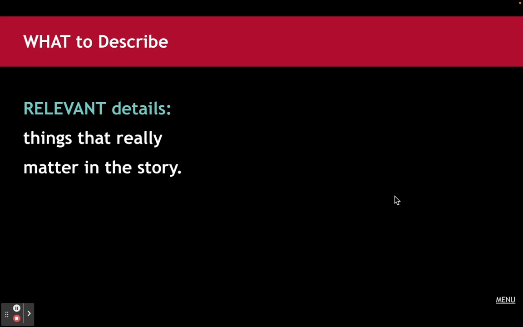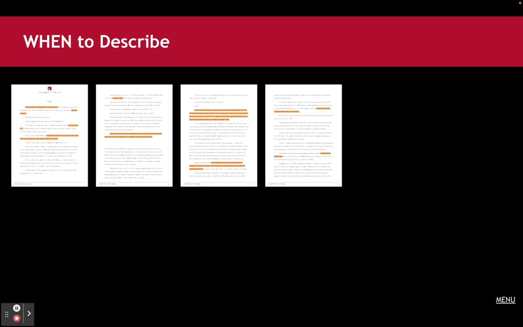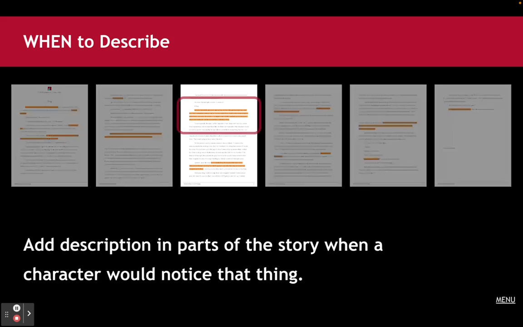So what to describe? Relevant details, things that really matter in the story. So don't get carried away and just start describing everything if it doesn't bring the story forward in some way. So irrelevant would be describing the girl because the story is really about the frog. It's actually titled The Frog, and so they're focusing on that. When to describe. Add description in the parts of a story when a character would notice that thing. So, for example, they were noticing the frog, so they described the frog.